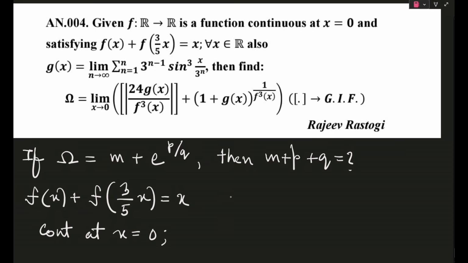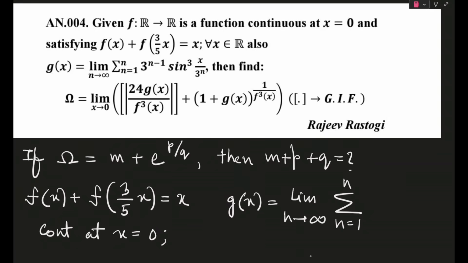One more thing is given, that g of x is equal to limit n tends to infinity of sigma n equals 1 to n. Actually, this is written as sigma n equals 1 to n. If you want, you can write it as r equals 1 to n, but whatever is given in the question, I am writing it. Though the two variables being the same is not very correct, maybe it's a typing error or something.